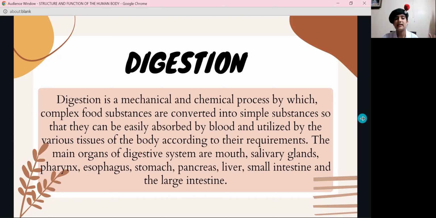Next is digestion. Digestion is a mechanical and chemical process by which complex food substances are converted into simple substances so that they can be easily absorbed by blood and utilized by the various tissues of the body according to their requirements. The main organs of the digestive system are mouth, salivary glands, pharynx, esophagus, stomach, pancreas, liver, small intestine, and the large intestine.